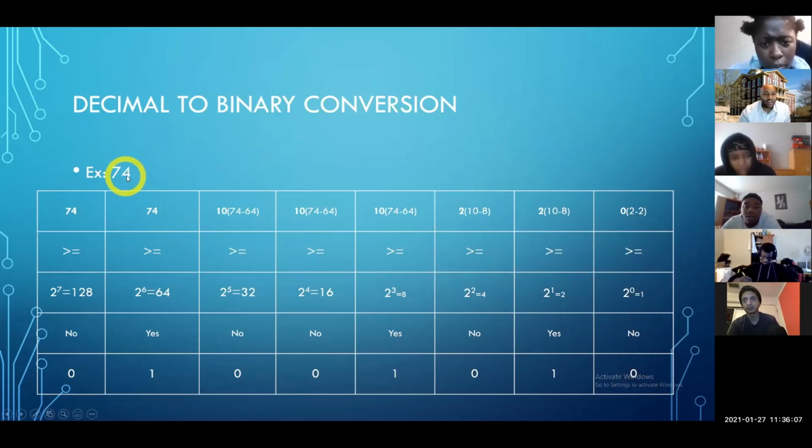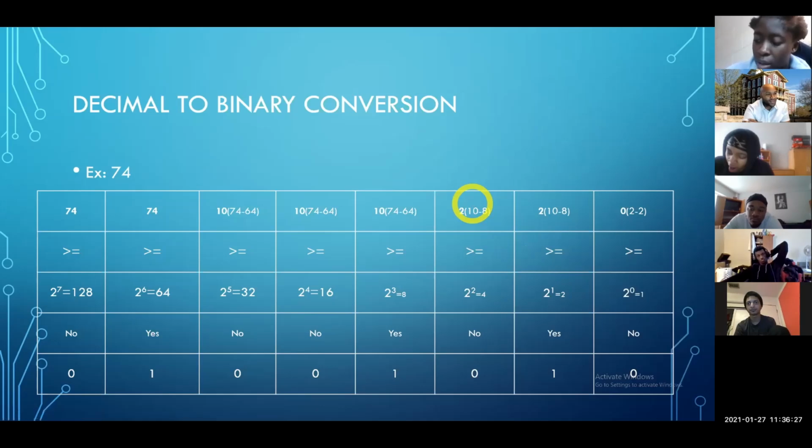Again, like I said, if this was an odd number, you know right off the bat this would be a 1. Since this is an even number, we know this last one is going to be a 0. That makes sense?